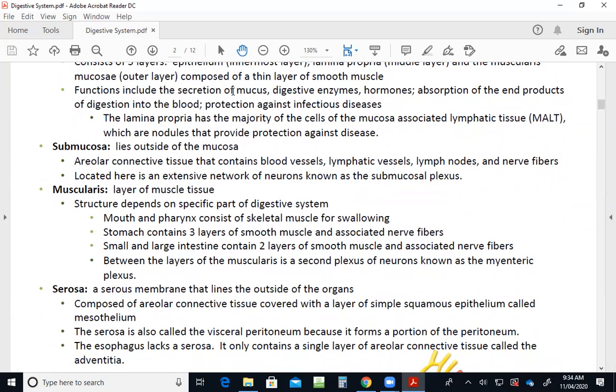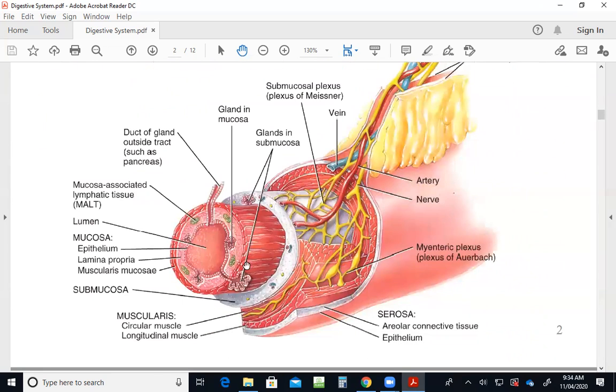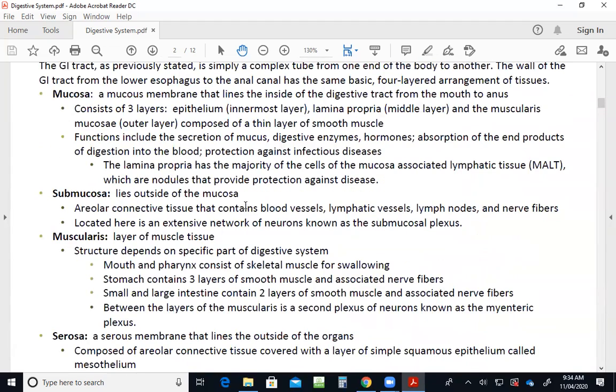Probably pretty common sense, but we secrete mucus. But also other things, digestive enzymes, and hormones. Hormones are not going to be released into the lumen like mucus and digestive enzymes are. Instead, hormones that are released in our mucosa are going to be picked up by the blood, just like all hormones are, for the most part, that we've talked about this semester. Our mucosa is very important for the absorption of the end products of digestion into the blood.